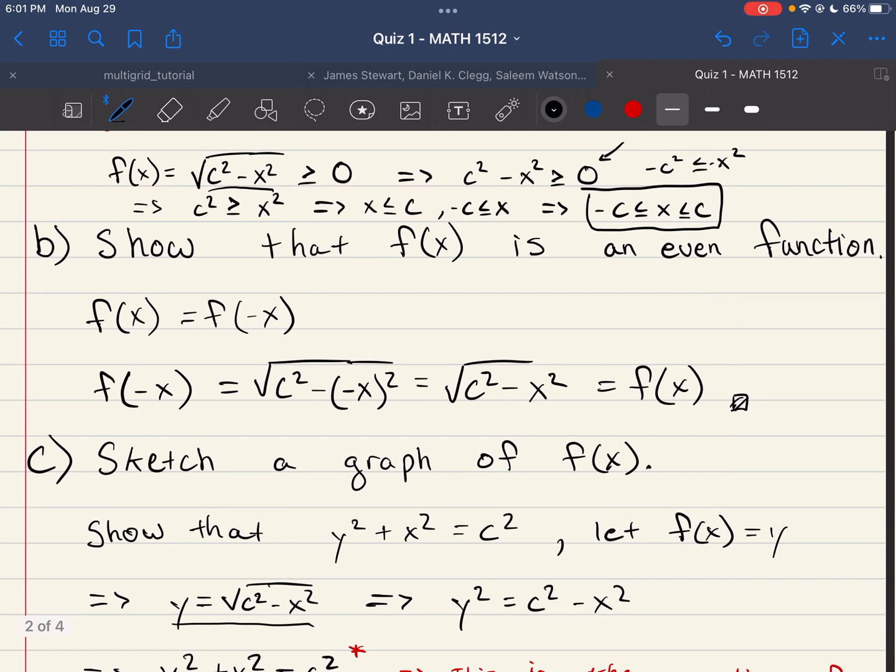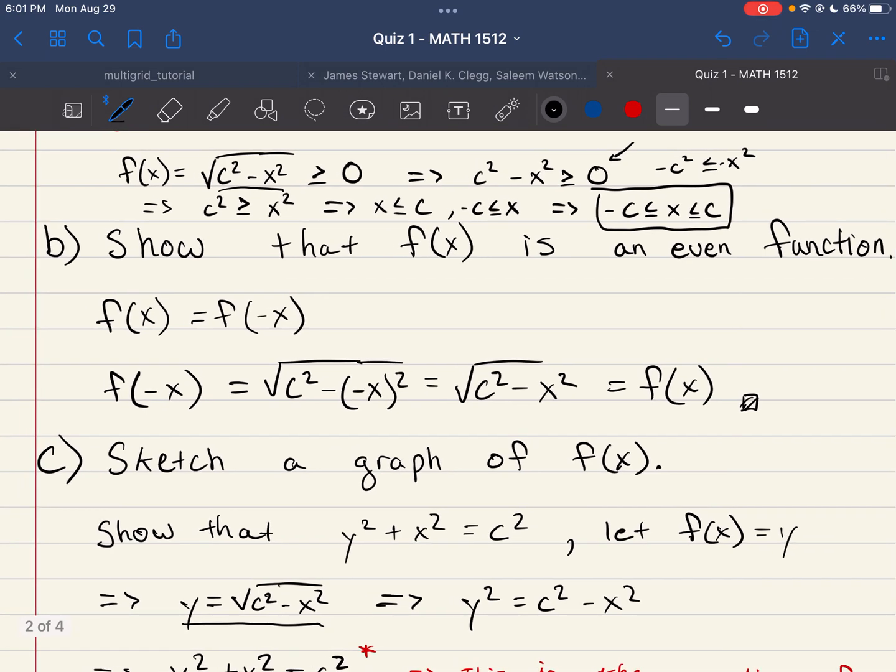That is our domain. So the next part is to show that f of x is an even function. So that means we just need to show this. And we want to show this for all x, not just some x equals negative a, or negative x equals negative a. So you want to show this for all x values that could be possible.